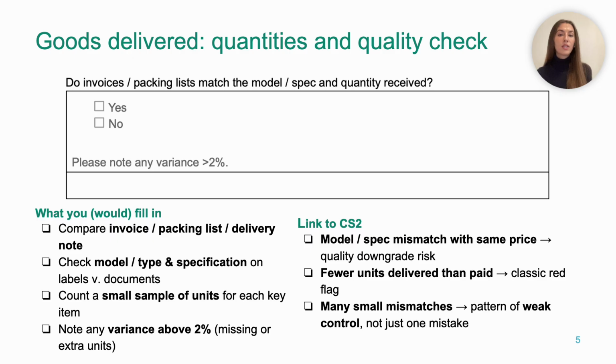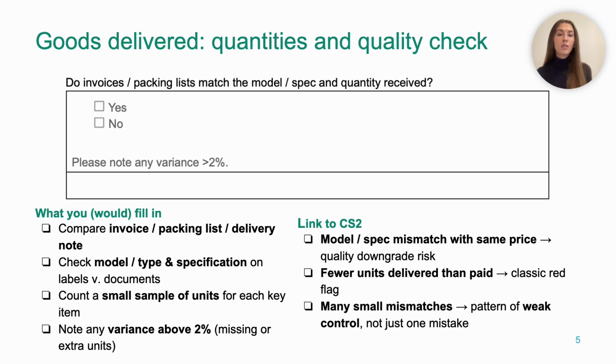So what you do here is you count a small sample of units for each key item. You don't have to count every single screw, but you do really need to note if there are clearly fewer or more pieces than were paid. So if you see any difference greater than about 2%, you need to note this down and write a short explanation in the box. But why is this important for corruption risks?